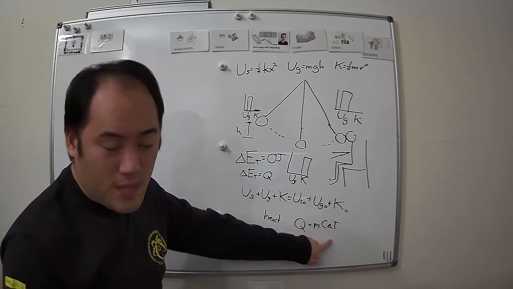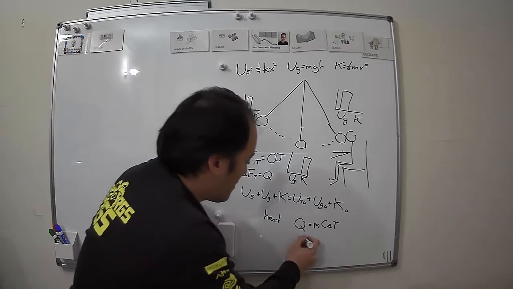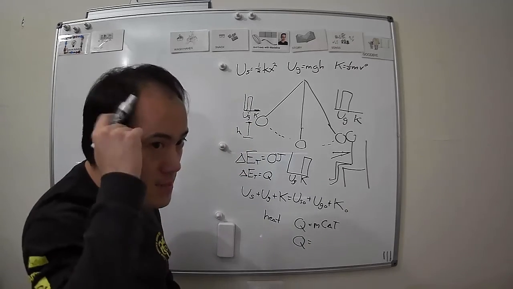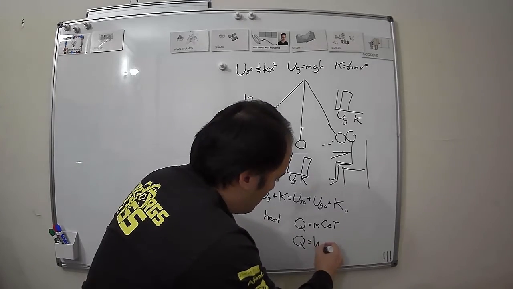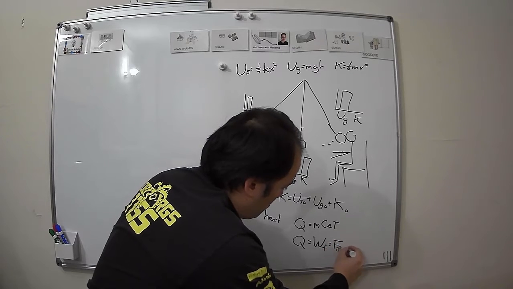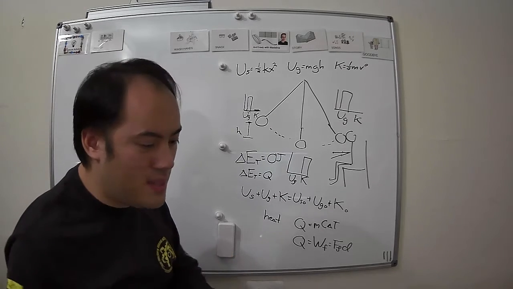You can find it, because we won't use this chemistry formula because chemistry is pointless. We're using Q equals the work done by friction. I was just kidding. Chemistry is great. Don't tell anyone, isn't it?